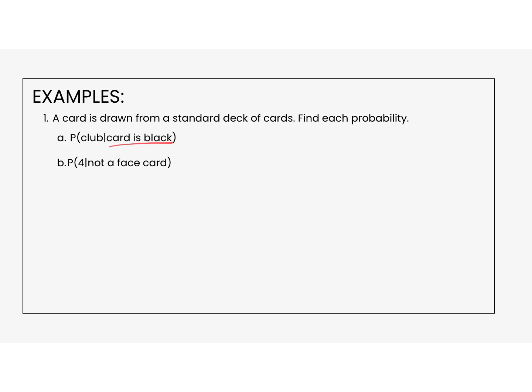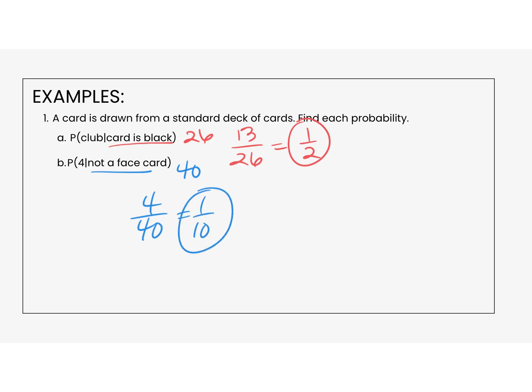And so let's start with the second one. There are 26 black cards, right? And of those 26, 13 are clubs. So the probability that the card is black is 13 out of 26, which is 1 over 2. Okay, we want the probability of a 4 given that it's not a face card. So not a face card would be the 2s, 3s, 4s, 5s, 6s, 7s, 8s, 9s, 10s, which is 40 cards. And then there are 4 4s. So 4 out of 40 or 1 out of 10. And again, a deck of cards you might be familiar with, so you might not need to use the table, but it is there for you as a reference.